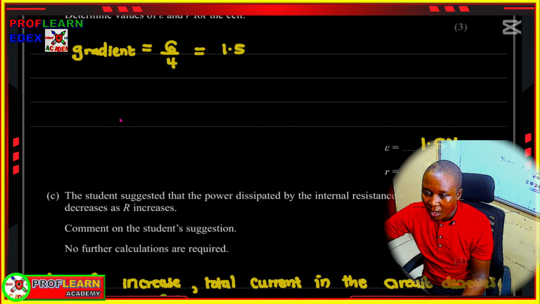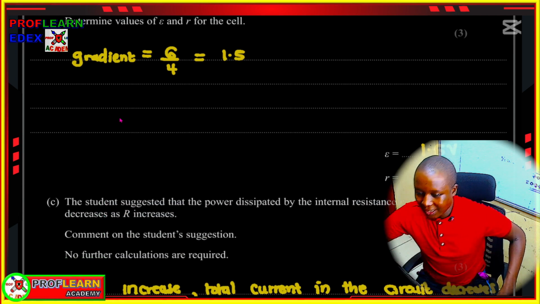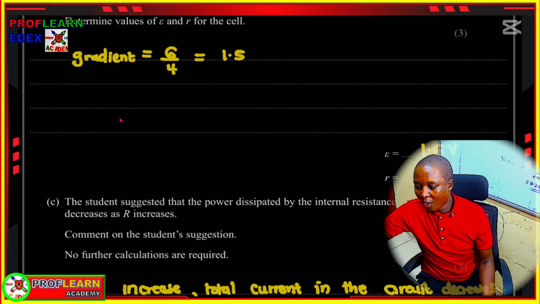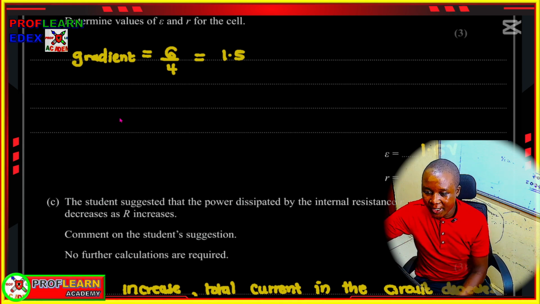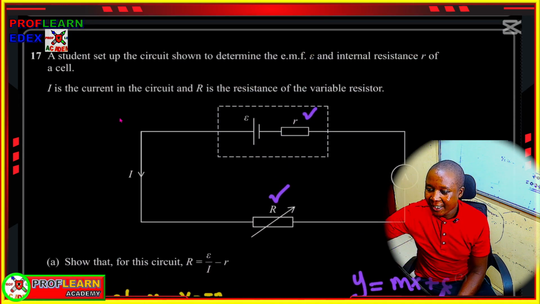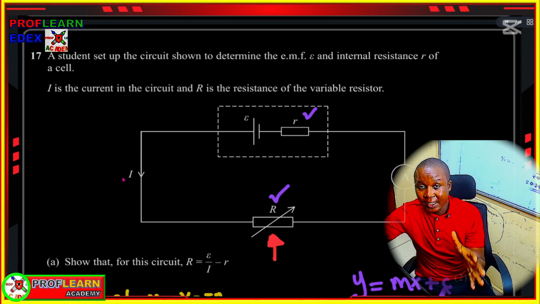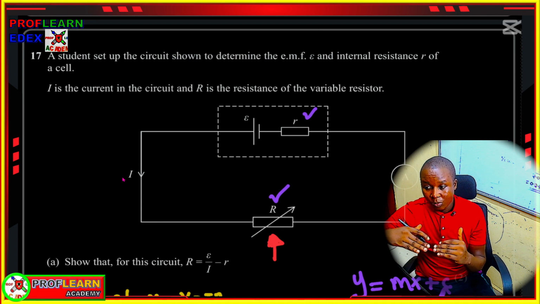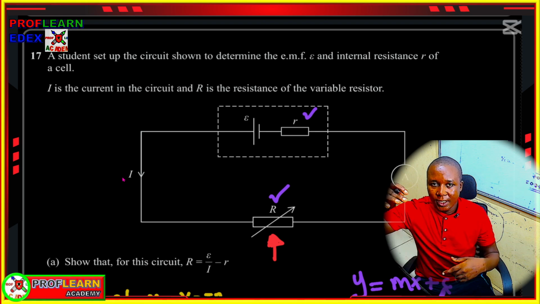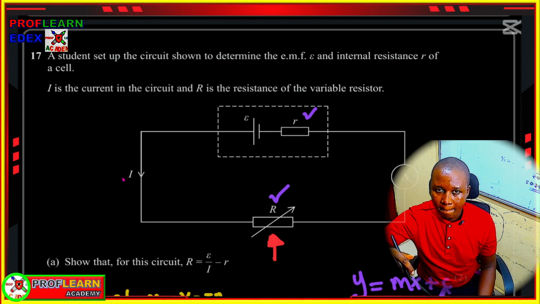The student suggested that the power dissipated by internal resistance R decreases as R increases. How true is that statement? So as R increases, what happens? The total resistance in the circuit is going to increase. When total resistance increases, current in the circuit is going to decrease, right?